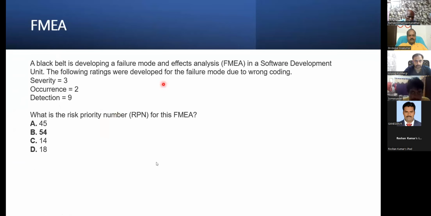A black belt is developing a failure mode and effect analysis in a software development unit. The following ratings were developed for the failure mode due to wrong coding: severity, occurrence, detection. What is the risk priority number here? It is the product of severity, occurrence and detection: 3 into 2 into 9. 54 is the answer.